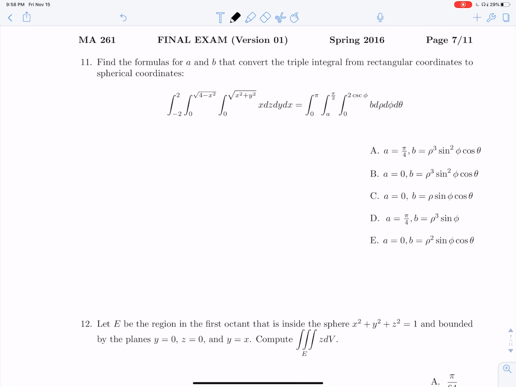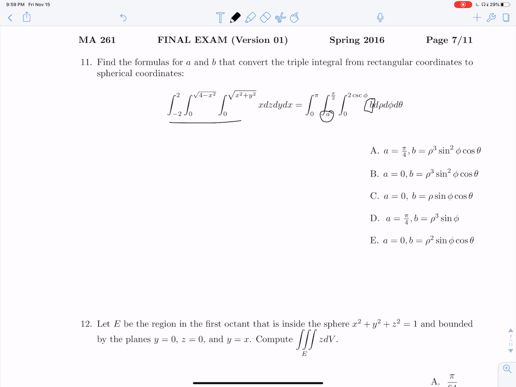Find the formulas for a and b that convert the triple integral from rectangular coordinates to spherical coordinates. Okay, so we're looking for what our integrand is going to turn into, and we're looking for what our lower bound on phi is going to turn into when we convert this guy over. So let's start with our integrand first.